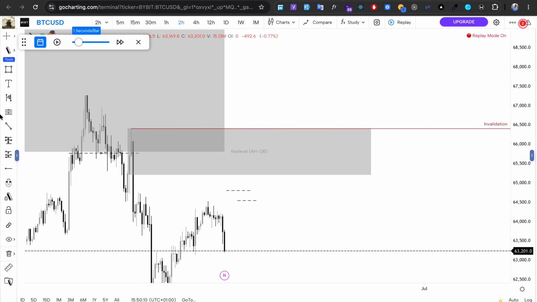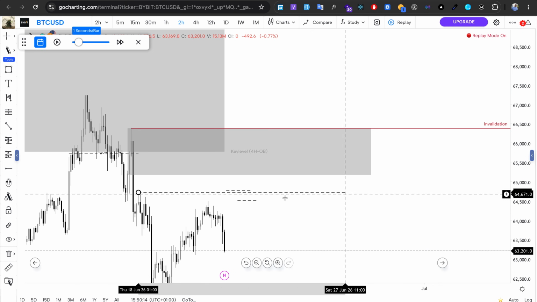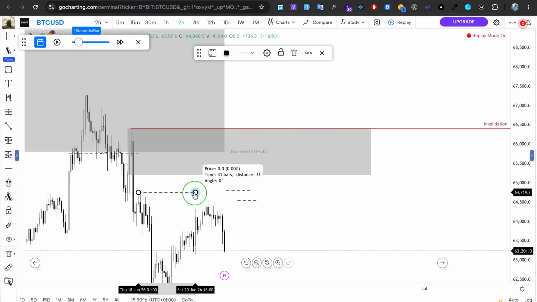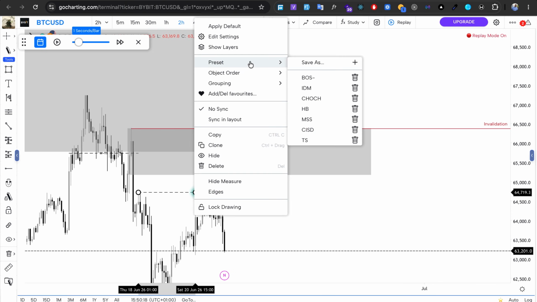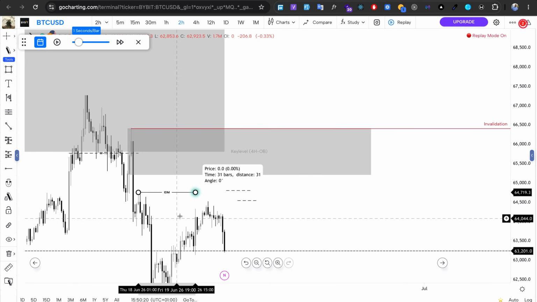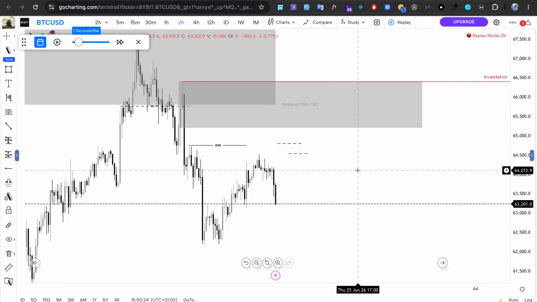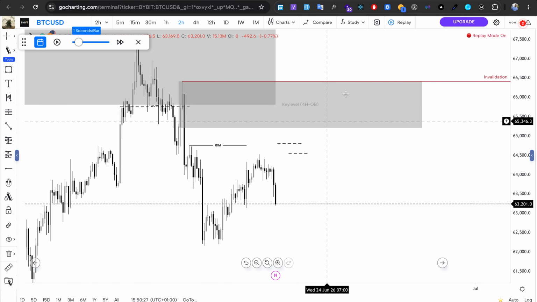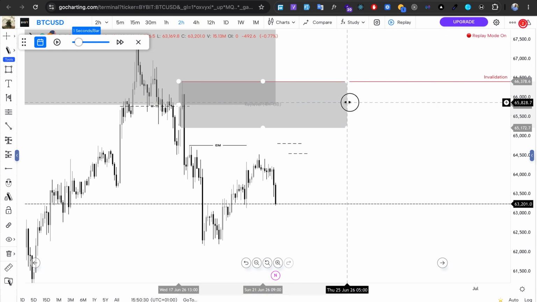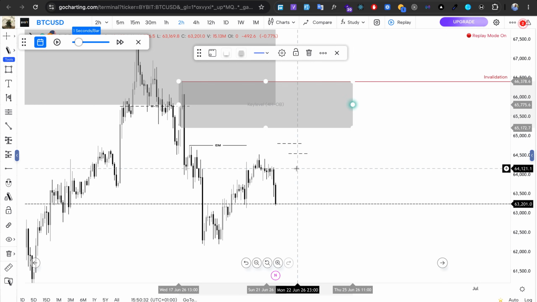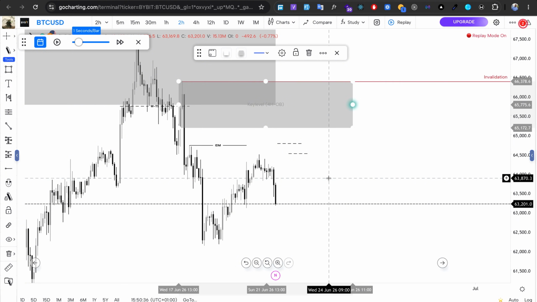You can use this place as maybe liquidity, what is it called? Inducement, before price gets to this space, right? So let's play price and see what the price is going to do.